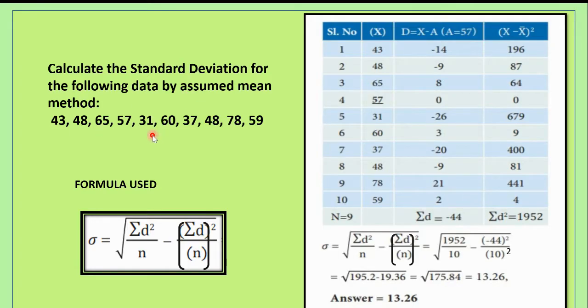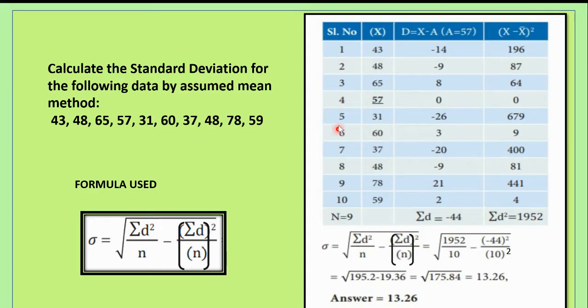Now let us see the calculation of standard deviation using the assumed mean method. 10 values are given here. The formula for this is sigma equals root of summation d square by n minus summation d by n the whole square. So you have to draw the tabular column with 4 columns.